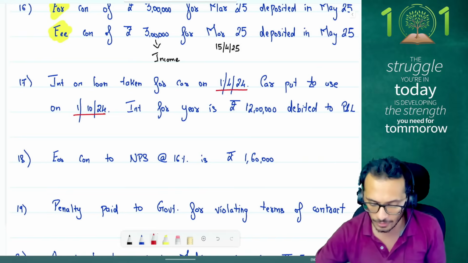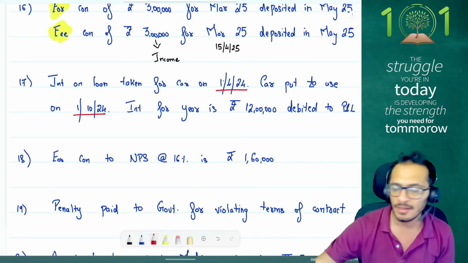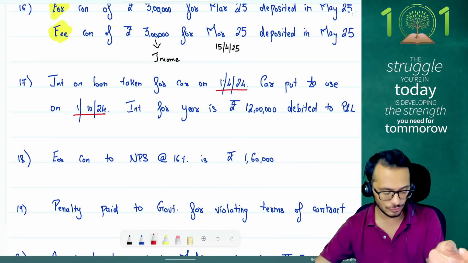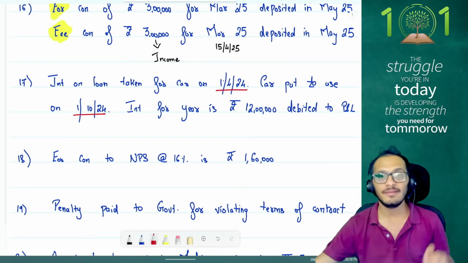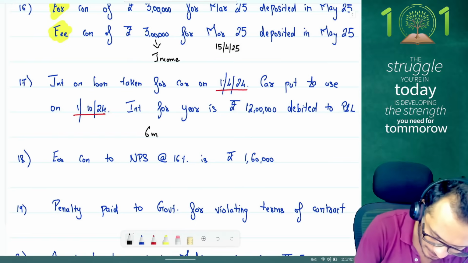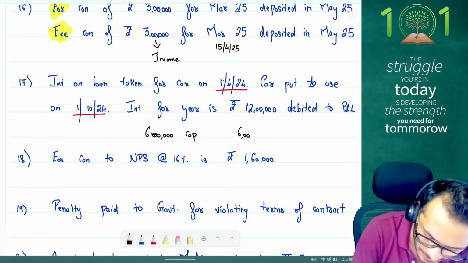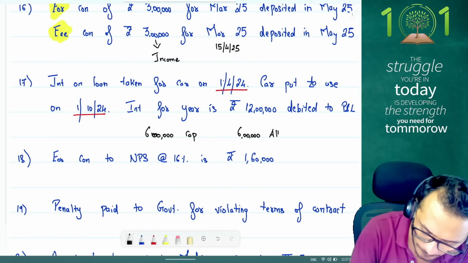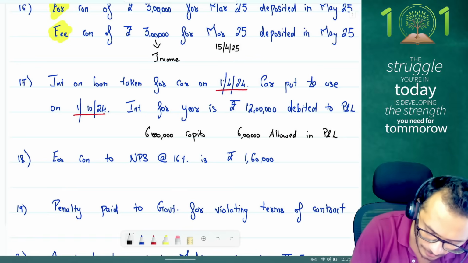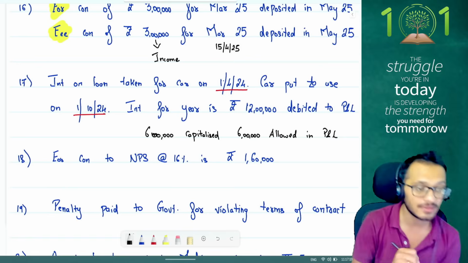So what am I going to do? 12 lakh is my interest for the full year, which means 1 lakh is the interest per month. So April, May, June, July, August, September, I will have 6 months. 6 months will get capitalized. In simple words, 6 lakhs I will capitalize and the balance 6 lakhs will be allowed as deduction. So 6 lakhs I will capitalize, 6 lakhs allowed in P&L. Yes or no? This is the provision of borrowing cost. I hope everyone is clear on this part.